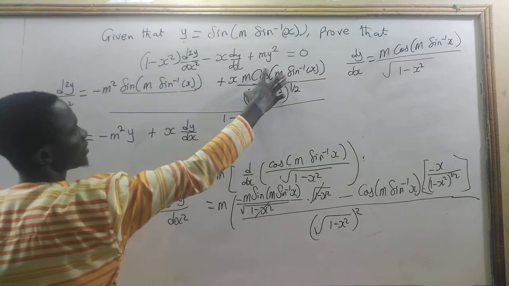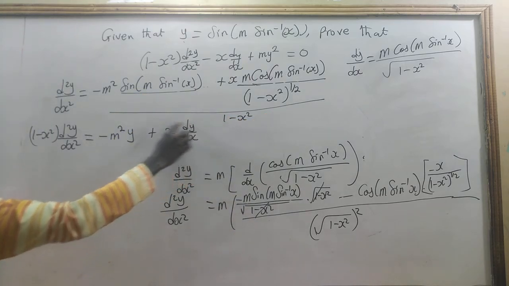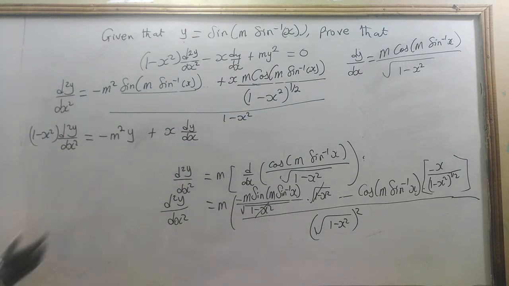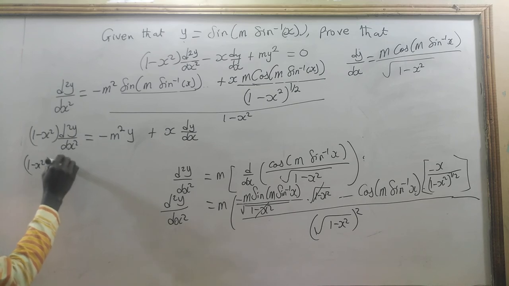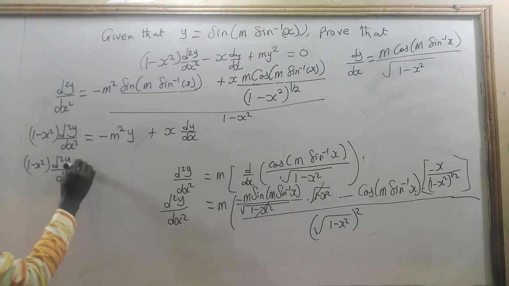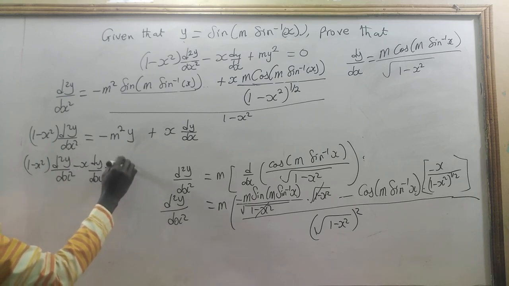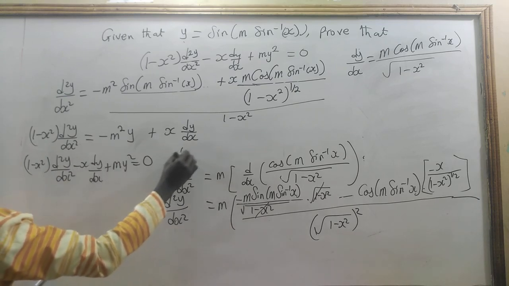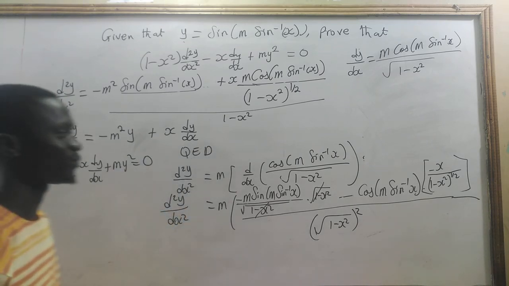If we look at this, it is y. If we look at this, it is dy dx. And we multiply this one by that to get this. So we just bring everything here to get 1 minus x squared, d²y on dx squared, minus x dy on dx plus m squared y equal to 0. And that is to be shown.